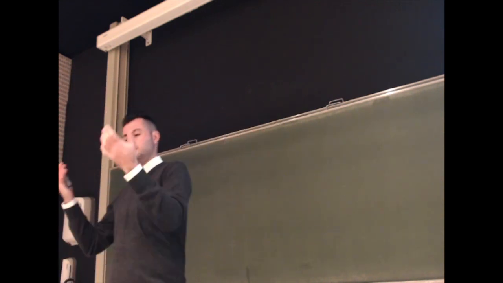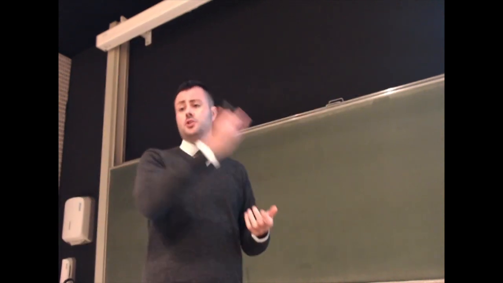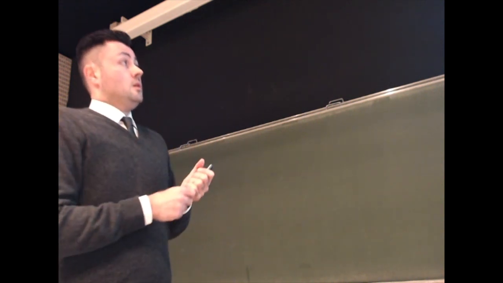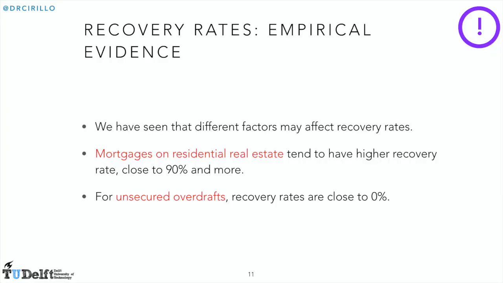And naturally, the type of information is the recovered amount, the length of the recovery process, and other covariates like the characteristics of the exposure, the characteristics of the counterparty, the environment, and so on. There is a lot of empirical evidence also for this type of thing.